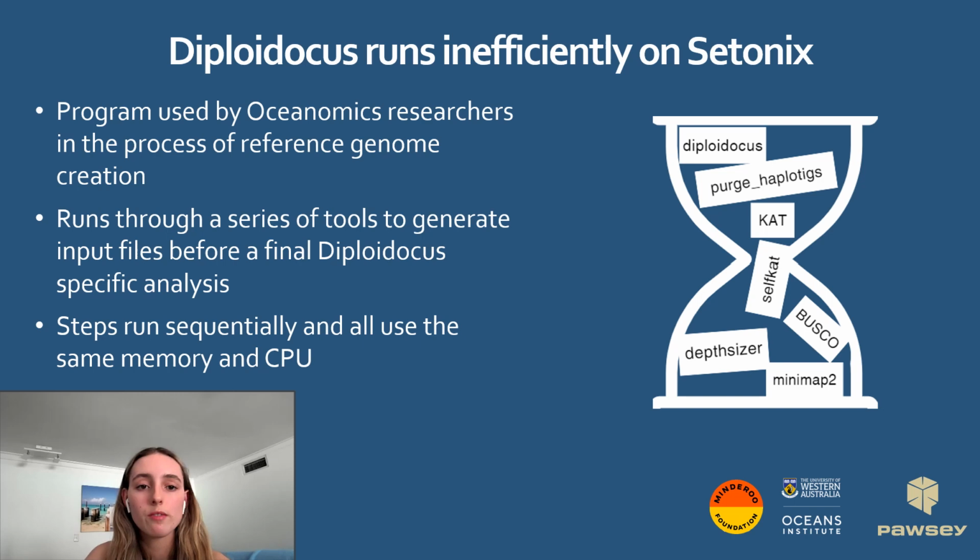However, this does not run very efficiently on Setonix because there's just one code that runs through a variety of different steps sequentially. So this means that the code will run very slowly because you can't parallelize the execution of different steps, even if they aren't dependent on each other. And it also means that the code will inefficiently use computer resources, because you must request a certain amount of memory, which won't necessarily be needed by every single step in the process, and also a certain amount of CPU, which again might not be efficiently used by all steps.